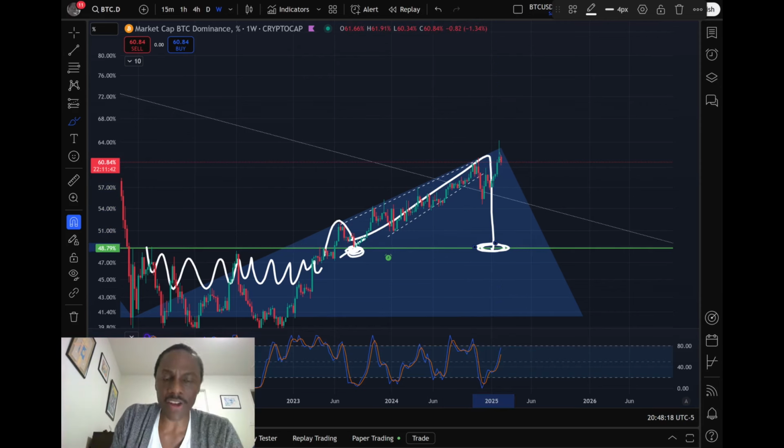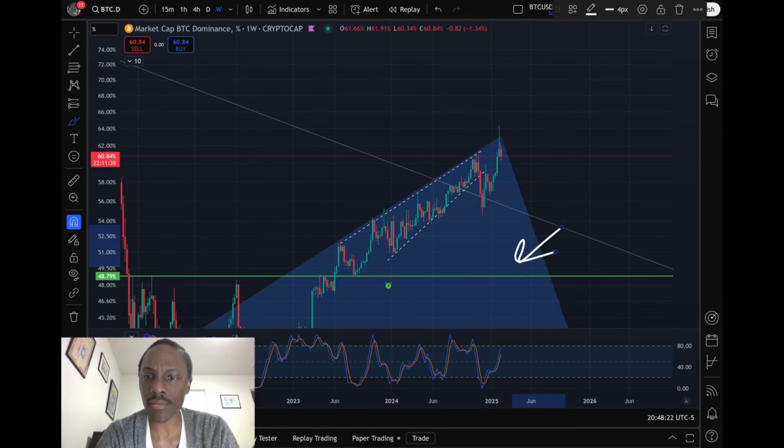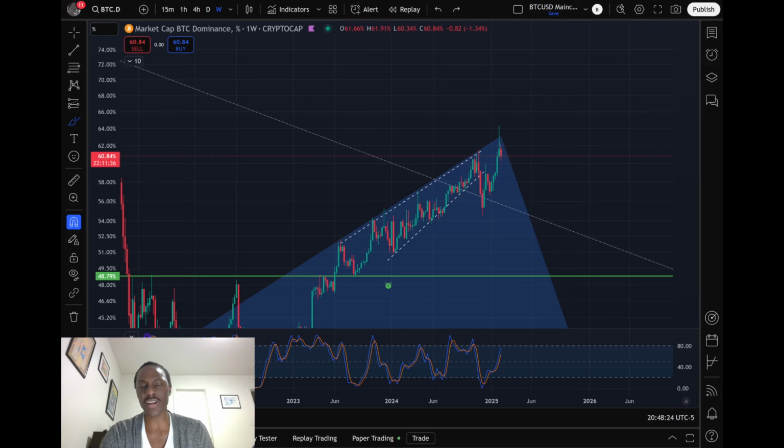That is around 49%. When Bitcoin dominance, and you can see here I have another alarm, Bitcoin dominance gets to 49%. So right now we have two indicators for when to take profit on altcoins. Bitcoin dominance gets to 49%. The Bitcoin gets to its target of 108.